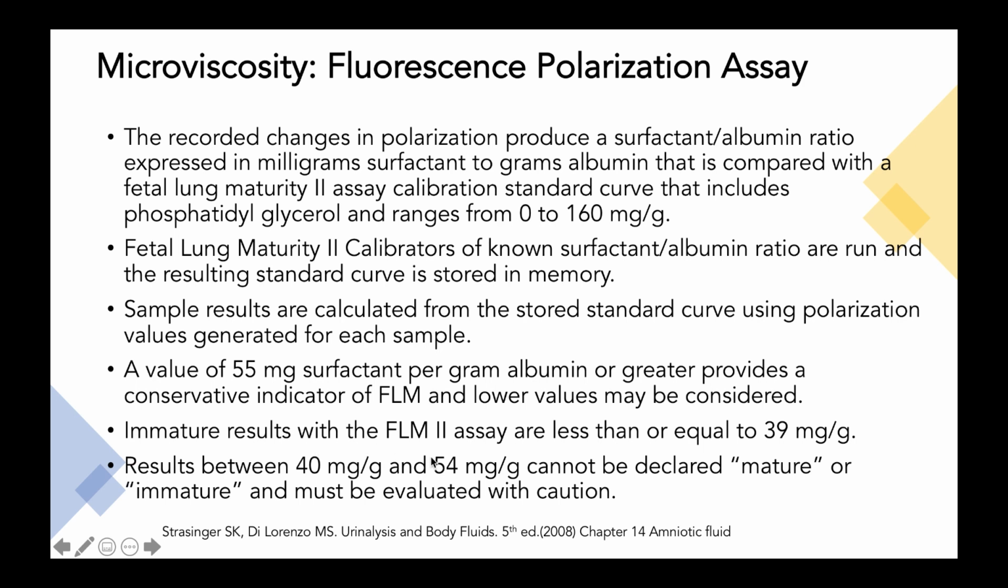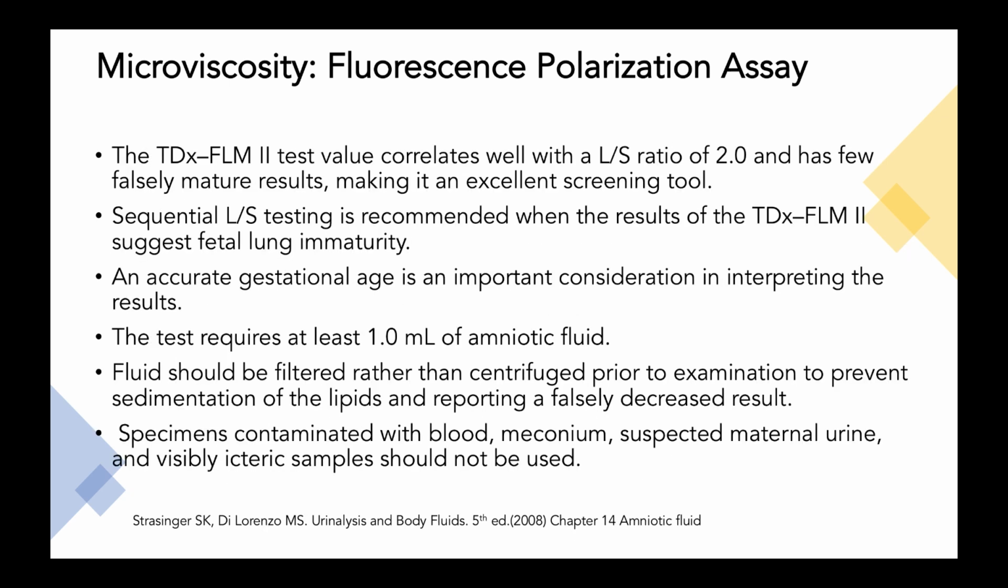Immature results with the FLM2 assay are less than or equal to 39 mg per gram, and results between 40 mg per gram and 54 mg per gram cannot be declared mature or immature and must be evaluated with caution. The TDX FLM2 test value correlates well with an LS ratio of 2.0 and has few falsely mature results, making it an excellent screening tool. An accurate gestational age is an important consideration in interpreting the results, and the test requires at least 1 ml of amniotic fluid.